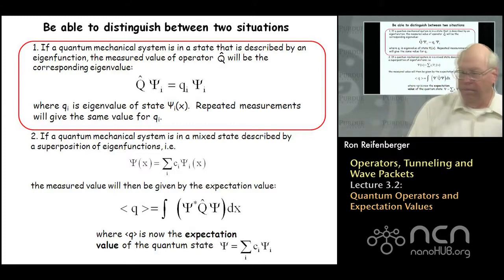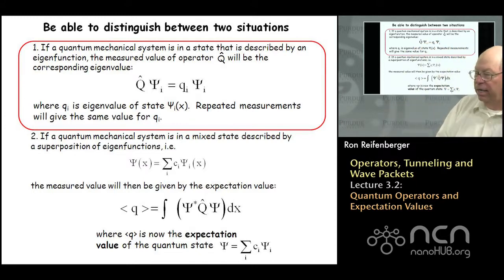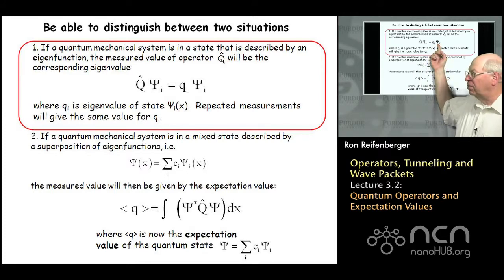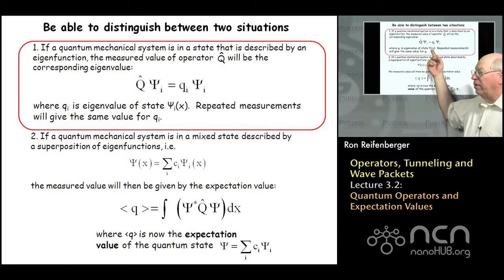So up front, I want to try to distinguish 2 important cases, or 2 important situations, right? The majority of the course that we're taking this semester is focused on the first statement, or the first situation. And this first situation says that if I have a wave function which is an eigenfunction of a particular quantum system, then if I operate on that eigenfunction by an operator Q, I get an eigenvalue q sub i, which is characteristic of the eigenfunction psi sub i that goes into this equation, right? And so q sub i is referred to as the eigenvalue of the quantum state psi sub i, and repeated measurements of that quantum system would give this value q sub i.